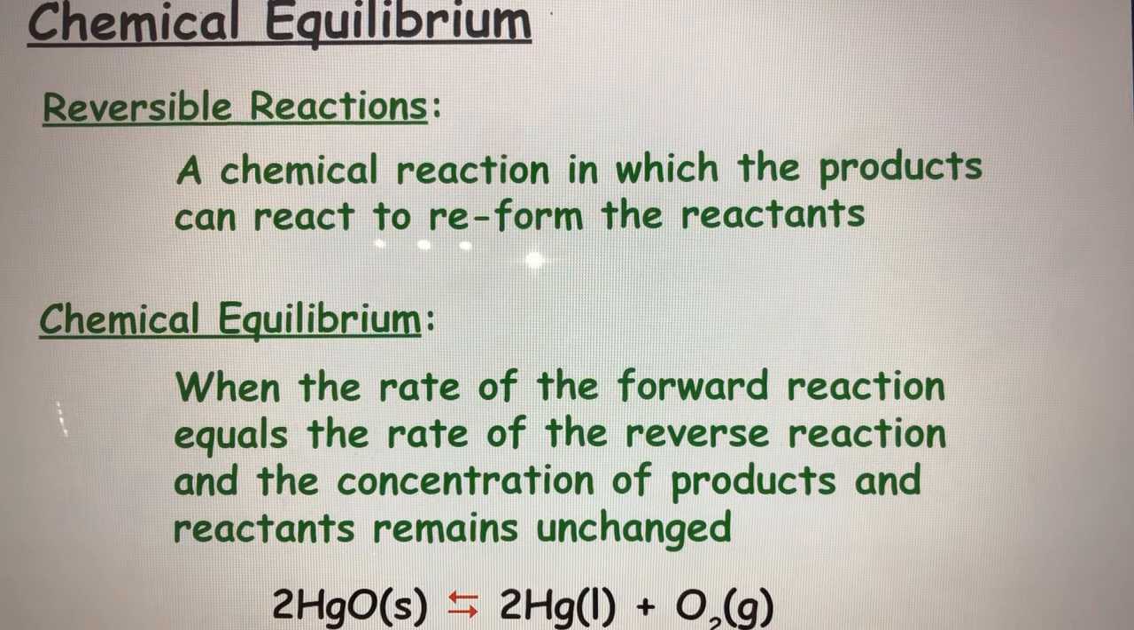Or it could be like this, all right? So there are different ways that they can make the arrows. But if you see the arrow tips moving in two directions, that means it is a reversible reaction. It can move in both directions. So we have 2 HgO yields 2 Hg, 2 atoms of mercury that are in liquid form, plus your oxygen, which is a gas.